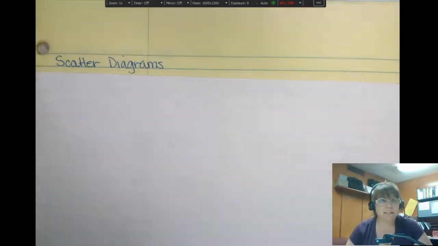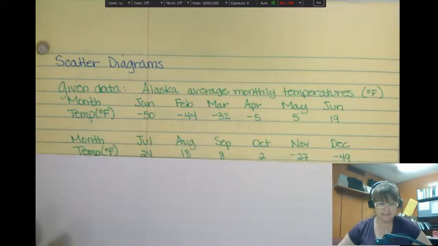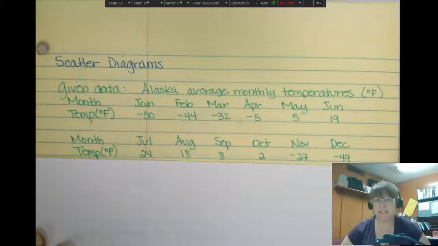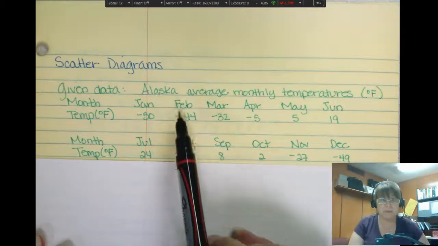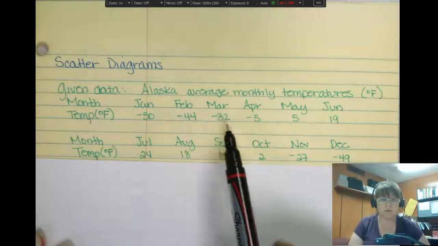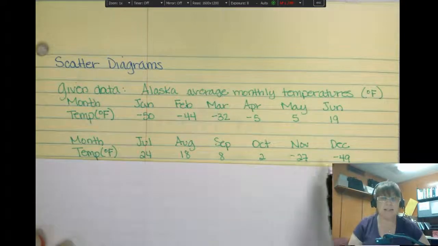Let's switch gears a little bit and talk about scatter diagrams as well as line charts. Scatter diagrams are just taking data information and plotting it on a scale. Now we had some diagrams of bar charts. Now let's talk about scatter diagrams. So I'm going to show you some data, and this is Alaska monthly temperatures. In January it's minus 50 degrees, February minus 44, March minus 32, and so on all throughout the year, ending in December as negative 49.